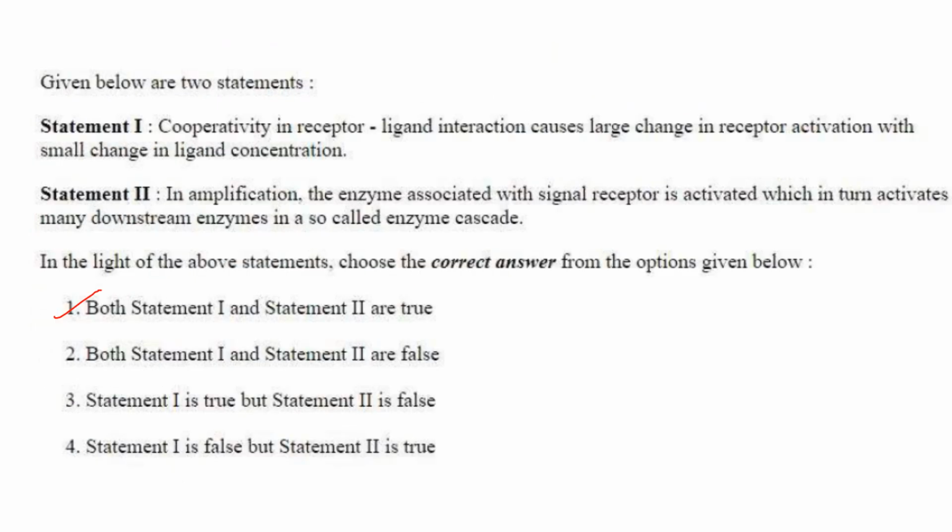Then next one, two statements, statement 1 and 2. Statement 1. Cooperativity in receptor ligand interaction causes large change in receptor activation with small change in ligand concentration. Yes, that's correct. In amplification, the enzyme associated with signal receptor is activated, which in turn activates many downstream enzymes in a so-called enzyme cascade. That is also correct. So both statements 1 and 2 are correct. Answer is option 1.